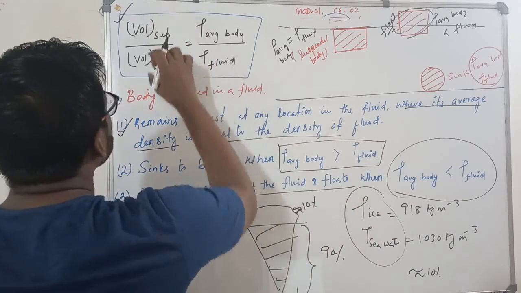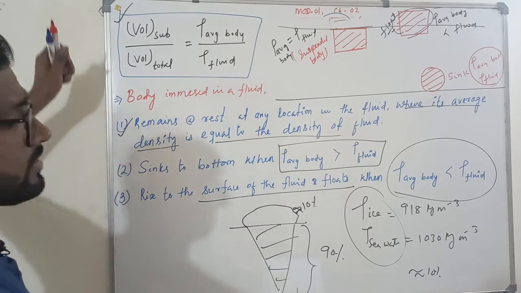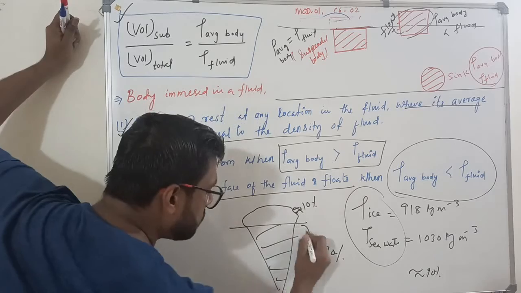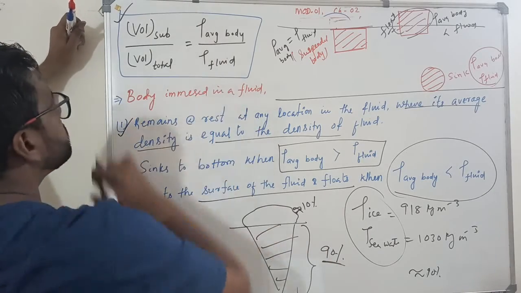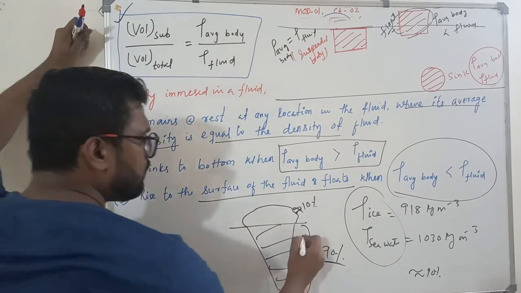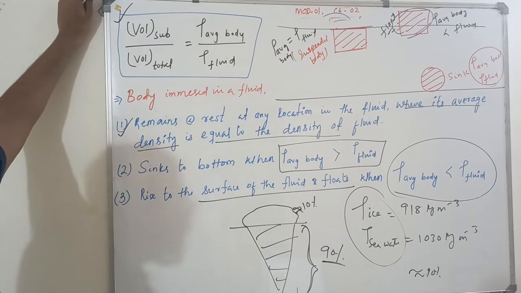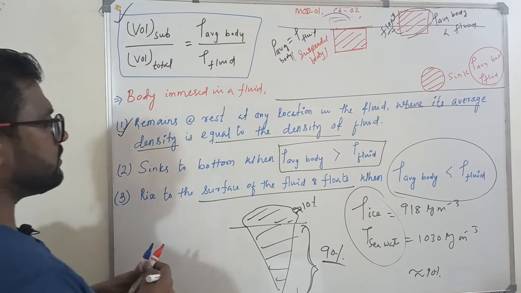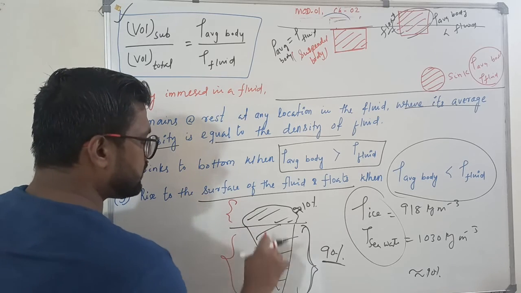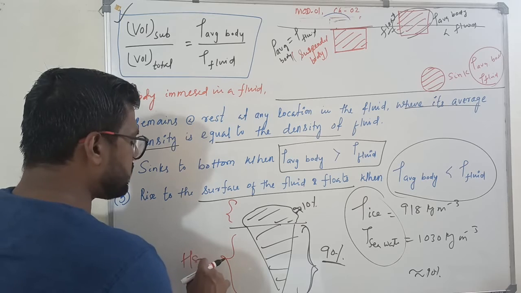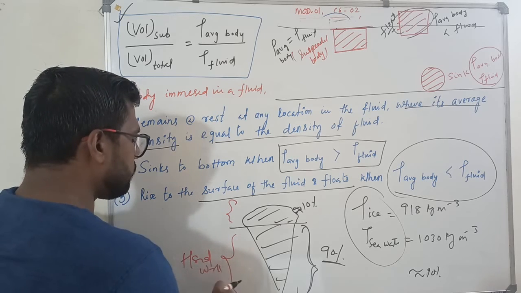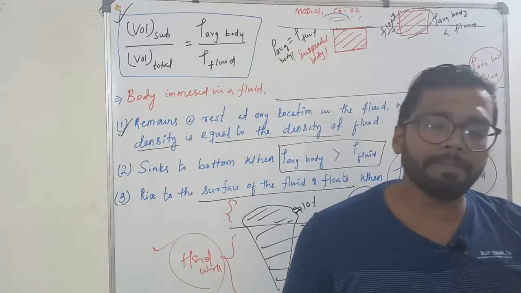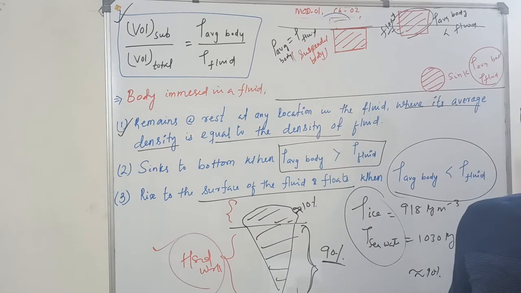You will get nearly 90%, so the volume submerged is 90%. Out of 100% of the total volume, 90% is submerged. Only 10% of the ice you can see up. That's what you might have seen. This is success, and this is the hard work you are doing. So always, success is only 10% that you will find, but hard work consists of the 90%. Understood, right?